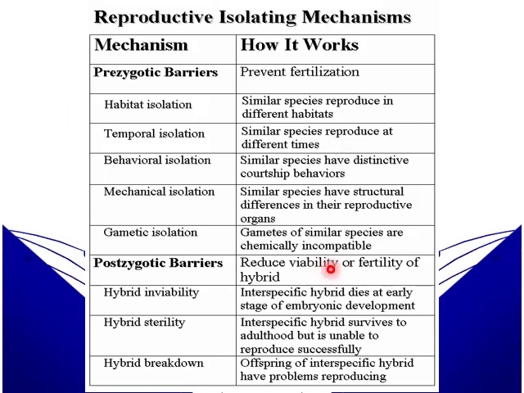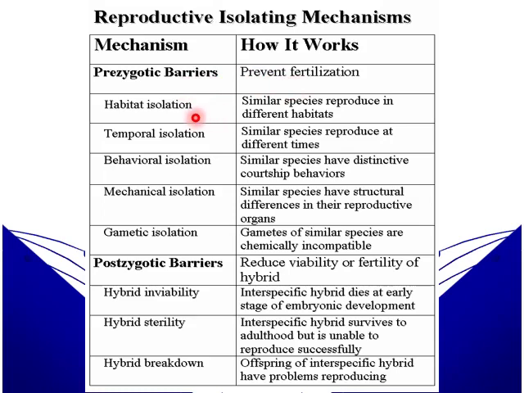Dear students, now we will discuss reproductive isolating mechanisms. There are two types of mechanisms that we will discuss in this lecture. Number one is prezygotic barriers, and number two is post-zygotic barriers. First of all, we will discuss the prezygotic barriers and how they work. Prezygotic barriers work to prevent fertilization. Now we are going towards its types.